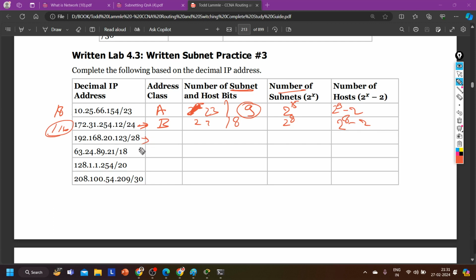For this, this IP address belongs to which class? Class C. How many host bits are there? 4 host bits, and network bits 28. Yes. Number of subnets 2 to the power 4. Why? Because this is a class C IP address, so the default CIDR is 24, right? Yes. Now are you getting the point, guys? And number of valid hosts: 2 to the power 4 minus 2.